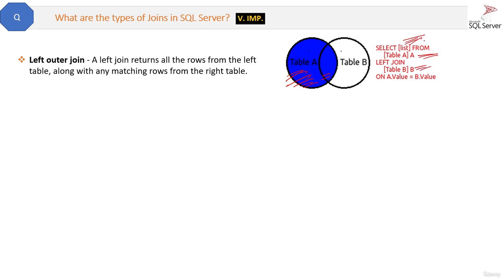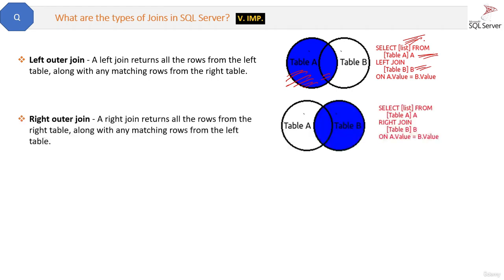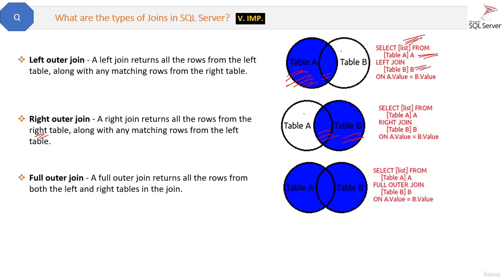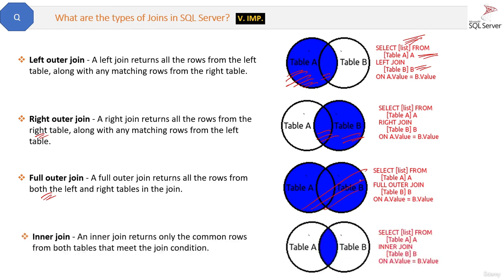Okay. Next is right join. A right join returns all the rows from the right table along with any matching rows from the left table, just opposite to the left outer join only. The third one is full outer join. A full outer join returns all the rows from both the left and right tables in the join. That's it. These are the three types of outer join.